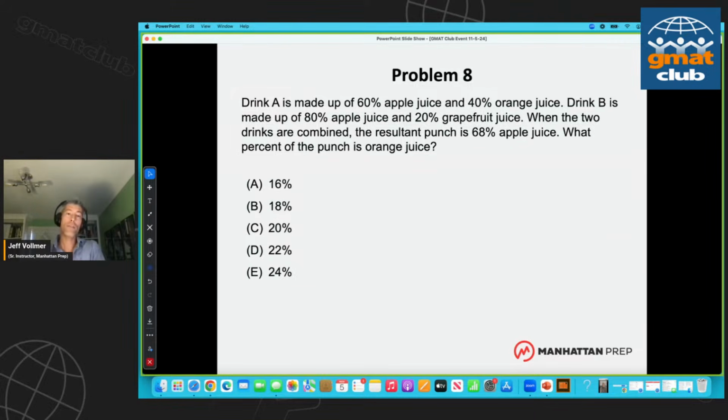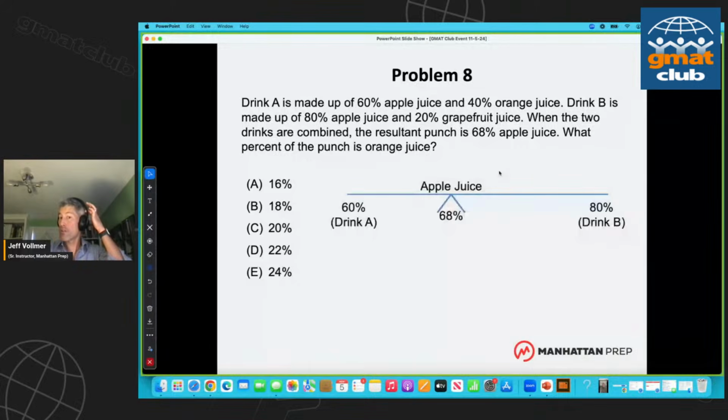So we're going to combine the two drinks, and the resultant punch is 68% apple juice, which makes sense that that's possible because the first option is 60% apple juice. The second option is 80% apple juice. So the average should be somewhere between that, right? If the majority of the drink were drink A, the average would be closer to 60% apple juice. If the majority of the mixture were drink B, the overall end result would be closer to 80% apple juice. And we get something that's 68% apple juice.